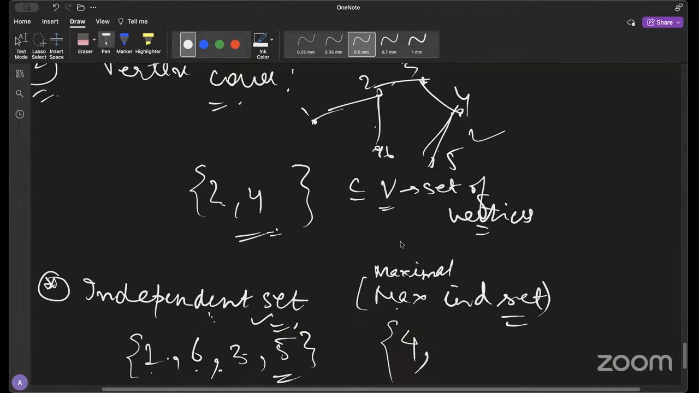Ma'am, what is the reason for 3 then? 3, because 1 and 6 are there. Let's just say you start with a 1, and you see 1 and 2 share an edge, so you can't have 2 here. Just give me one second.